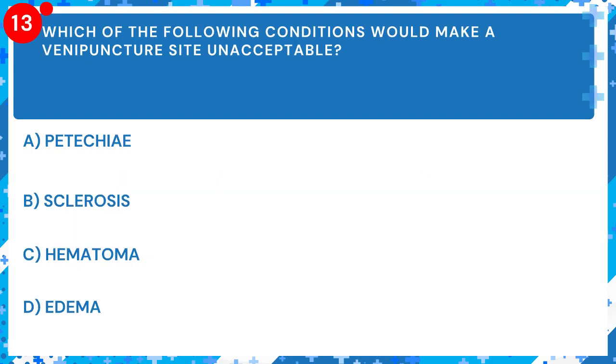Question 13. Which of the following conditions would make a venipuncture site unacceptable? A. Petechiae. B. Sclerosis. C. Hematoma. D. Edema.